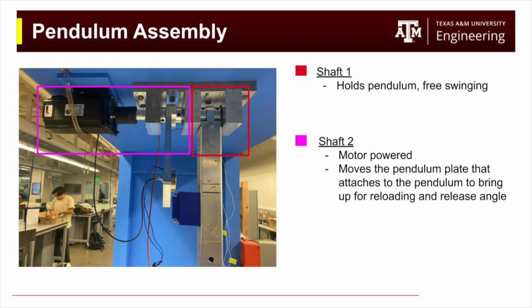This is a side view of the pendulum assembly. Shaft 1 in red holds the pendulum and is free swinging. Shaft 2 in pink is motor powered. This shaft rotates the pendulum plate to bring the pendulum up to the horizontal for reloading as well as to its starting angle position.